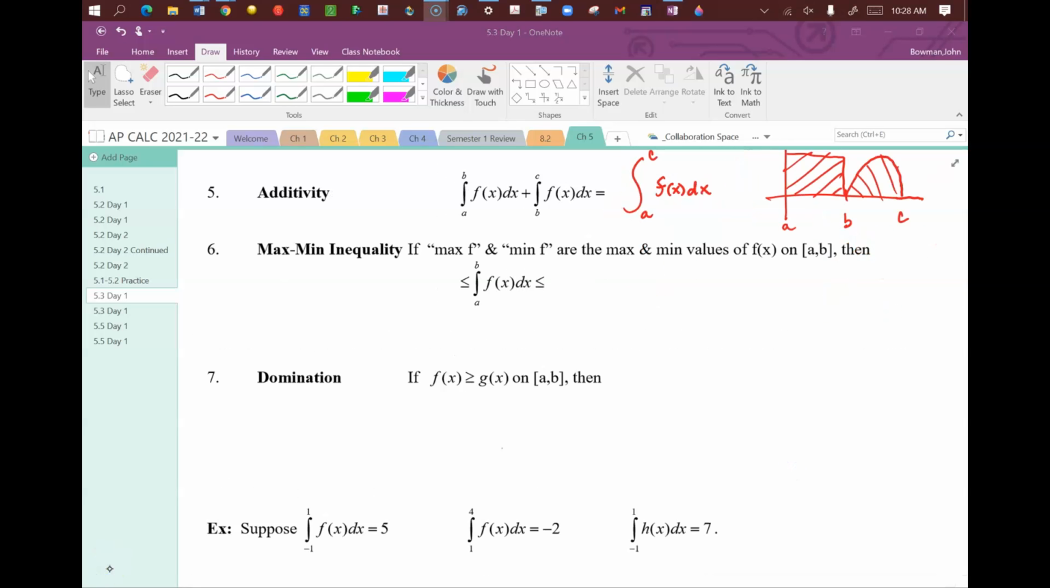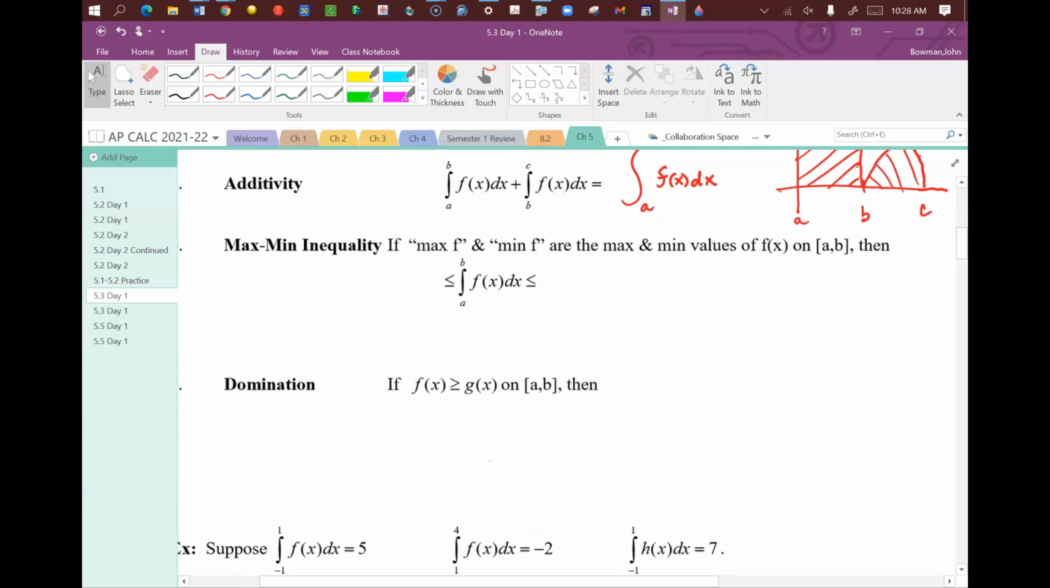This next property for integration is in the form of an inequality, and if we say max f is the maximum value the function f of x takes on the closed interval from a to b, and min f is the minimum value that the function takes on, what we can say is that if we were to take the minimum value of f and multiply it by the length of the interval b minus a, that is guaranteed to be less than or equal to the actual integral, which is guaranteed to be less than or equal to the maximum value of the function times the length of the interval.